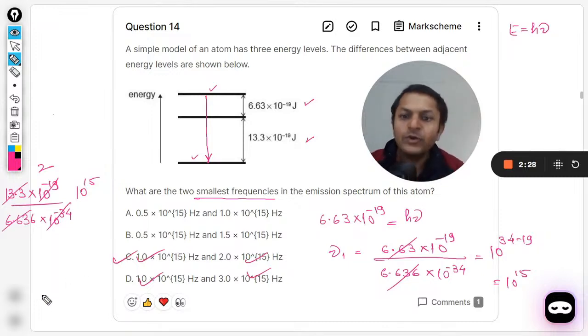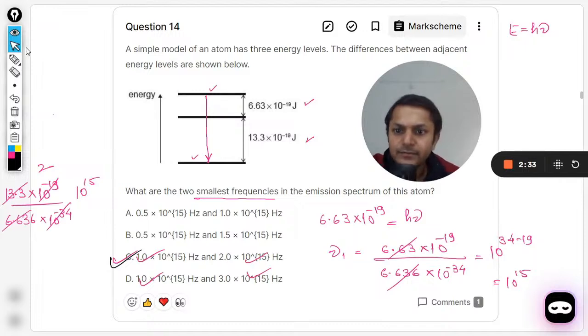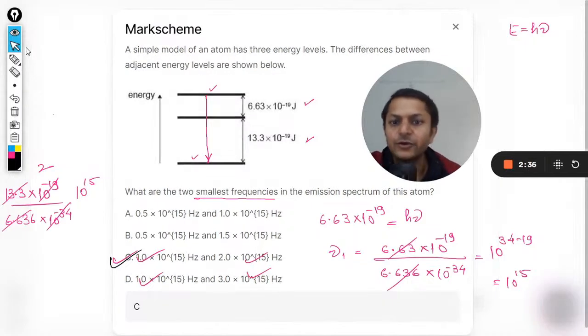So this is how we do this question, my dear student. And let us see the mark scheme also to verify the answer in this case. And yes, the answer is clearly C. So this is how we do this question.